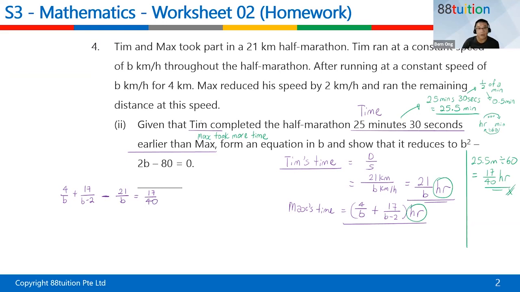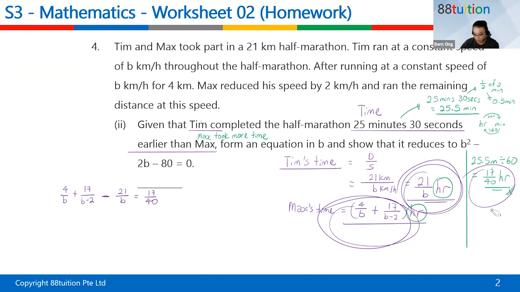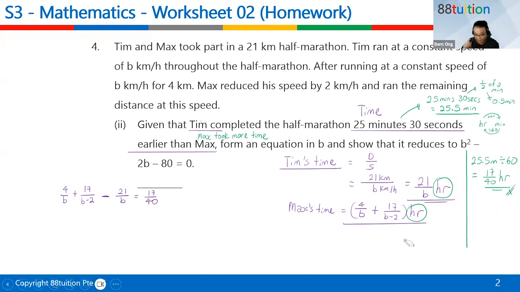All right. So again, you have to be understandable. You must know what the numbers mean. This one is Max's required time. This is Tim's required time. And the difference between them is 17 over 40 hours. Who is slower? Max is slower. Max got more time. You need a more time minus a less time to give you the difference. So that's how you start off by coming up with all this equation. Right, and from down here, you are supposed to slowly give me the b squared minus 2b minus 80 is equal to 0.